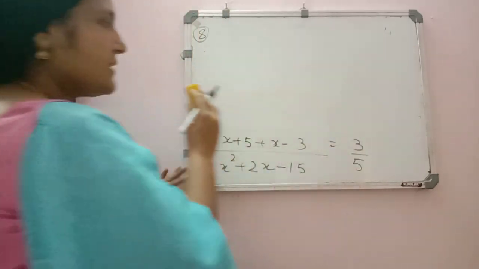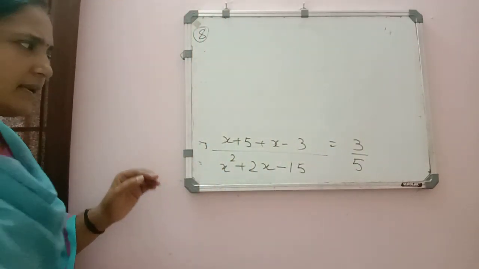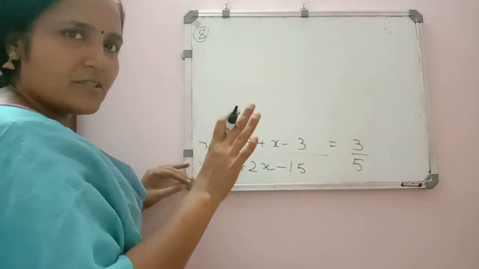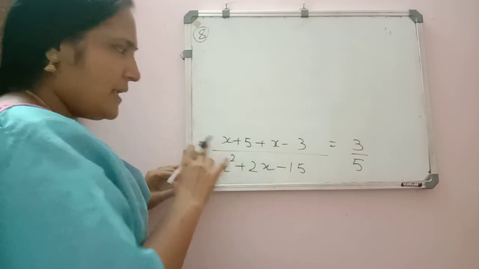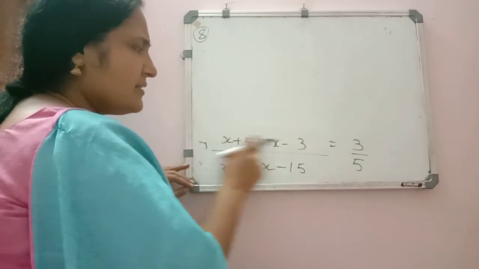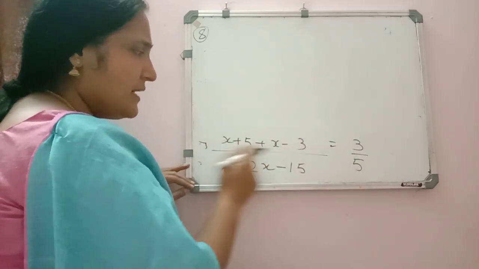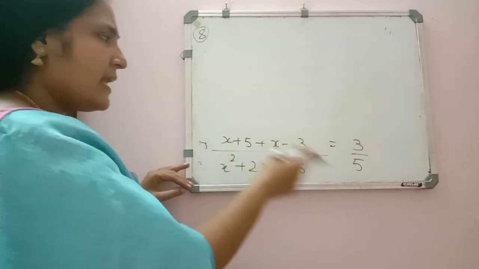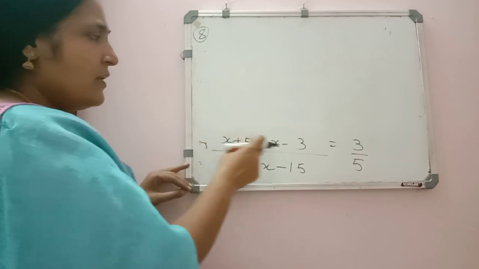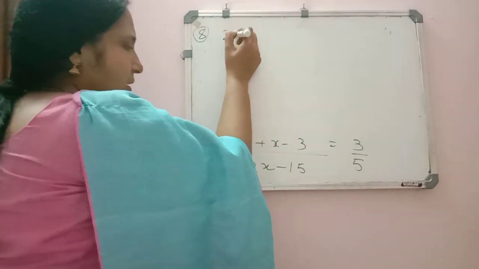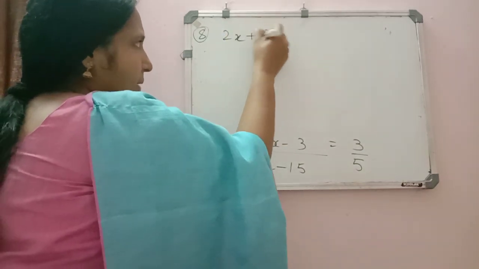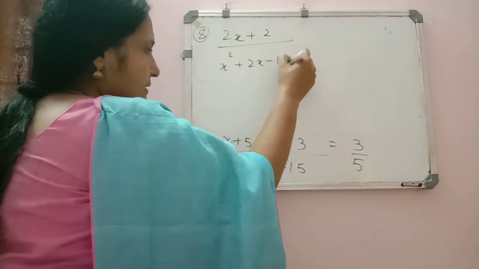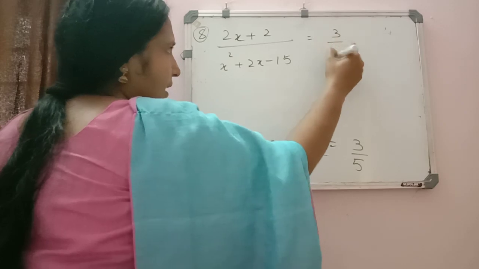While students send the solution, I observed that you are multiplying it here only. That is not wrong, but when you multiply here, you have to multiply 5 by so many terms. So instead of multiplying directly by 5, first you can add these numbers. So it will be equal to (2x + 2)/(x² + 2x - 15) = 3/5.